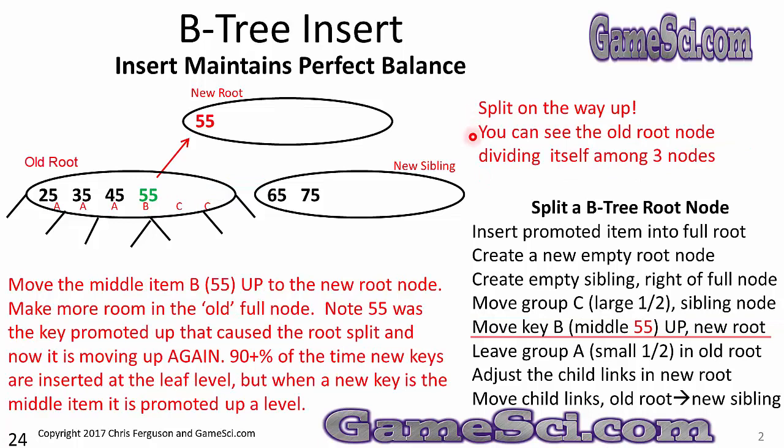Splitting on the way up. You can see the old root node dividing itself among 3 nodes. Move key B, the middle 55, up to the new root. 55 is green to show that it's leaving and moving up to the new root. Move the middle item B, 55, up to the new root node.